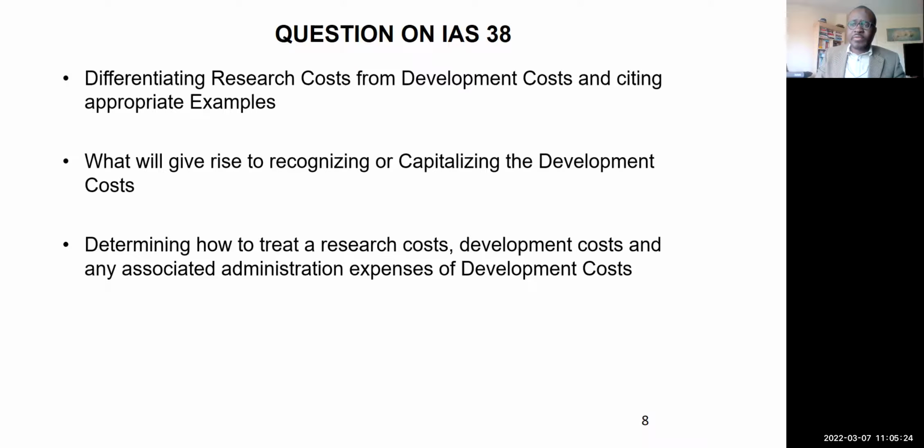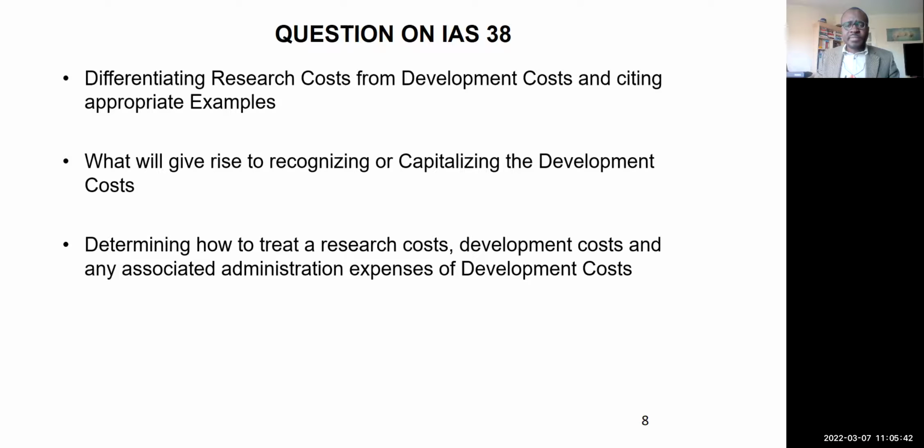Of course, the main focus will be differentiating between research and development costs and giving good, appropriate examples to support your discussion. Okay, what will give rise for me to recognize or not to capitalize the development cost? What will give rise? What should I look out for?